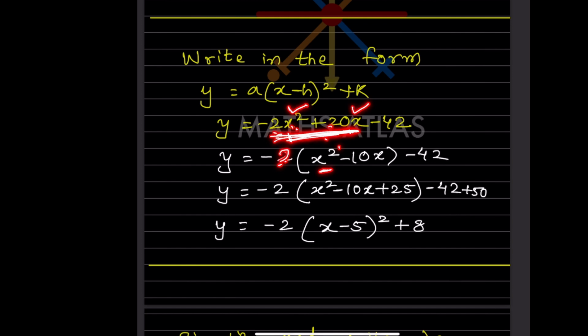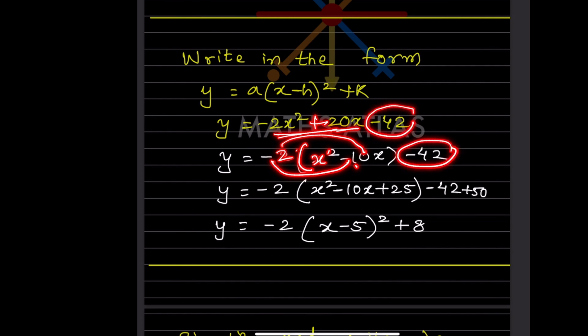So what is the common here? Common here is minus 2. So now here minus 2. What remains in the bracket from this one? That will be x square. This is plus, so minus and minus becomes plus. So here should be minus, and this is 28, and this minus 42 out of the bracket.